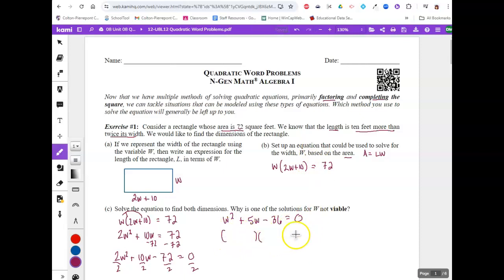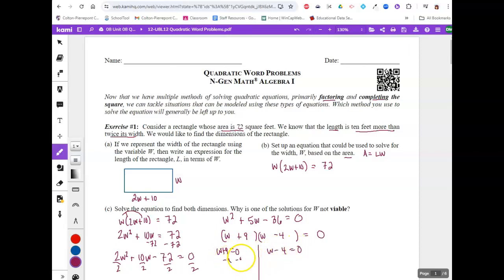All right, so I'm going to make my two sets of parentheses. You can make your box off to the side if you want to. We know this is going to be W times W, and we need the factors of negative 36 to add up to be 5. You can use the calculator trick if you need to, but 9 times 4 is 36. And to get it to be 5, it would have to be positive 9 and negative 4, equal to 0. All right, we're going to set these equal to 0. W plus 9 equals 0. W minus 4 is equal to 0.